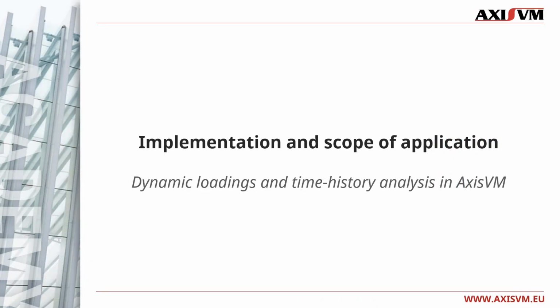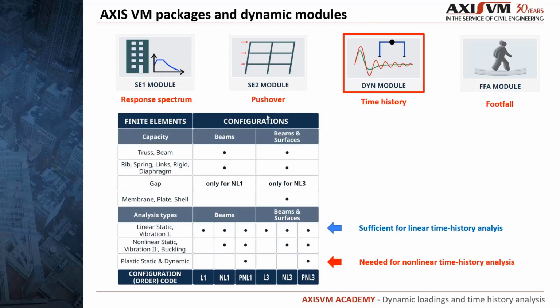In this section, we will shortly introduce the possibilities of time history analysis in AXIS-VM. Let's start with an overview of the AXIS-VM packages. Let's see what we need in order to be able to carry out time history analysis. At the moment, AXIS-VM provides 4 modules for dynamic analysis, such as SE1 for response spectrum, SE2 for pushover, DIN module for time history, and FFA module for footfall analysis. In this webinar, we will focus on the DIN module for time history analysis.